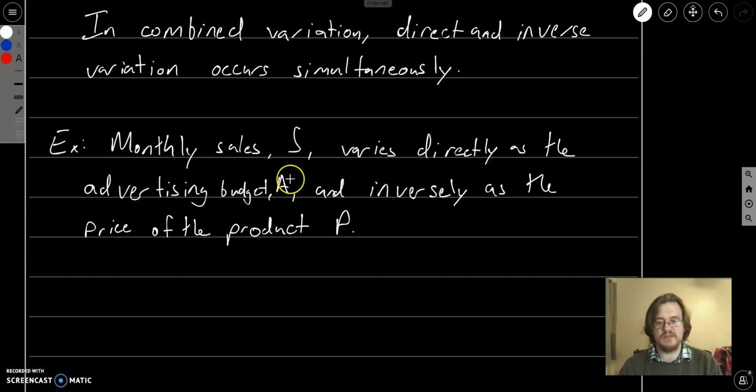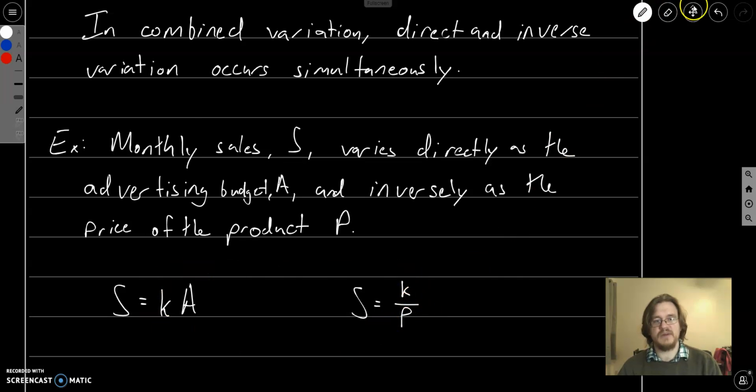So if you spend more on advertising, the sales increase. If you increase the price, the sales decrease as fewer people want to buy it. So if we think about these individually, S will vary directly as A, meaning that S is going to be equal to some constant times A. As A increases, S increases. As the advertising budget increases, the sales increase. But S varies inversely proportional to the price, meaning that if we increase the price, the sales will decrease.